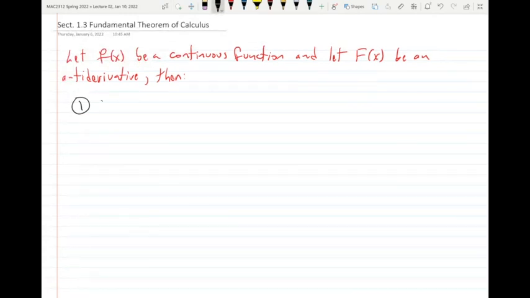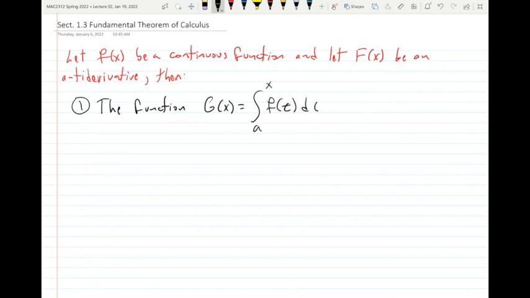I can define the function g of x as follows: the integral from a to x of f of t dt. This is a function, and let's think about what this function is doing. Again, I'm going to do a typical graph here. Let's say we have our function f, and let's say that a is somewhere in here. Okay? So what is this function g of x doing?